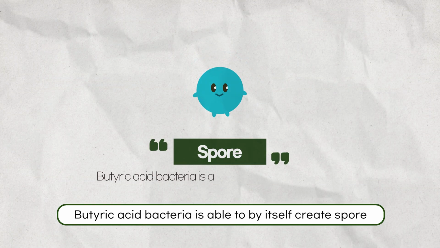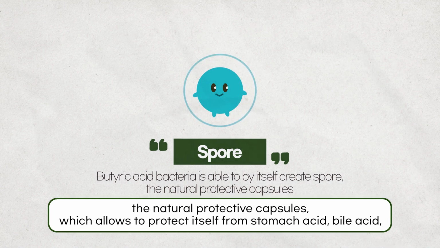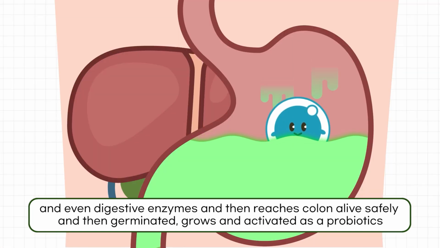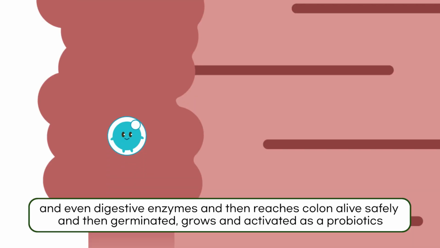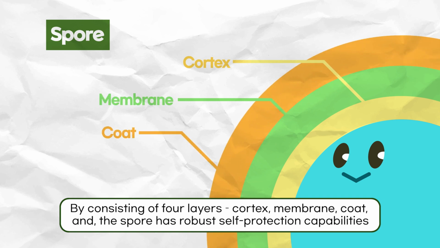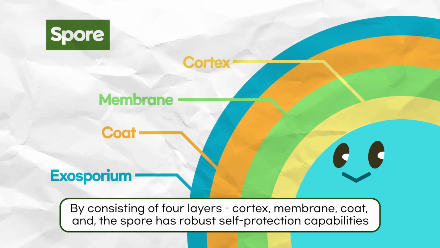Butyric acid bacteria is able to create spores by itself, the natural protective capsules, which allow it to protect itself from stomach acid, bile acid, and even digestive enzymes, and then reach the colon alive, safely, and then germinate, grow, and become active as a probiotic. By consisting of 4 layers: cortex, membrane, coat, and exosporium, the spore has robust self-protection capabilities.